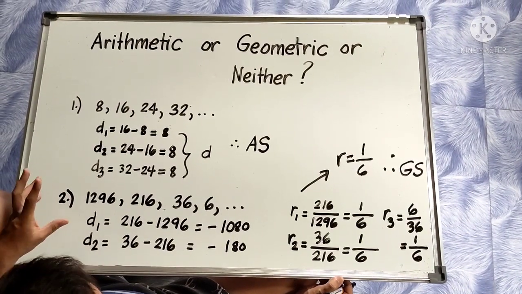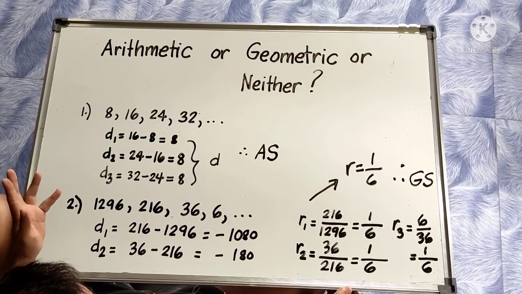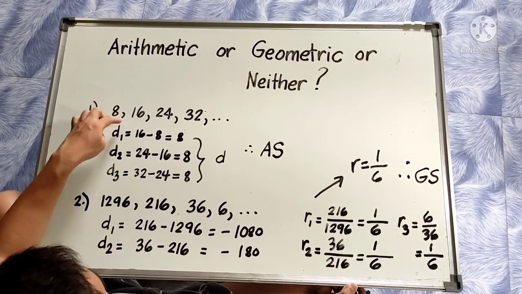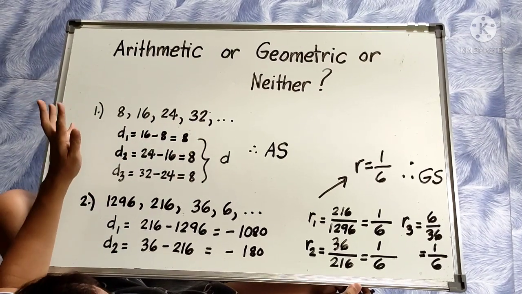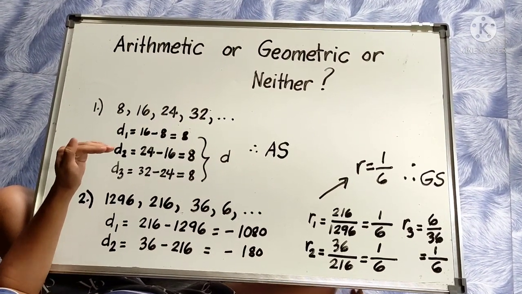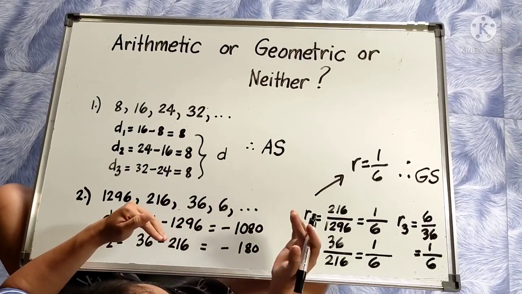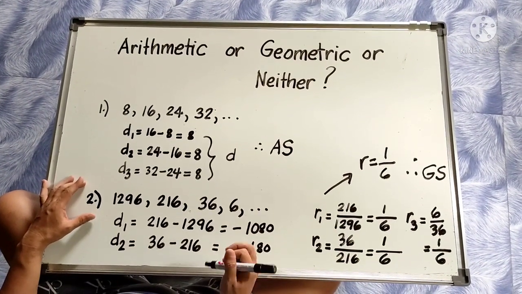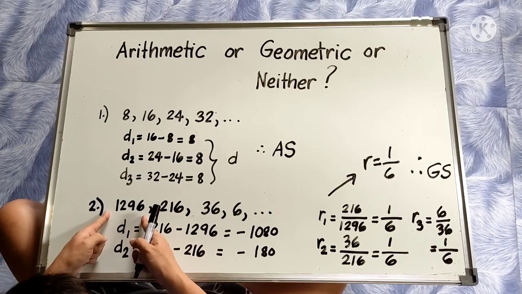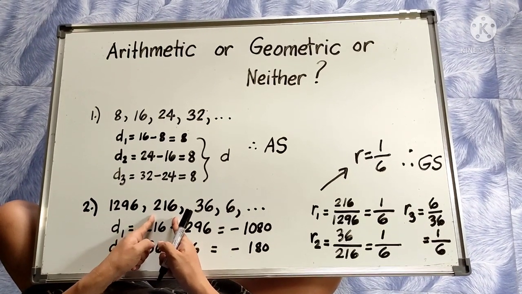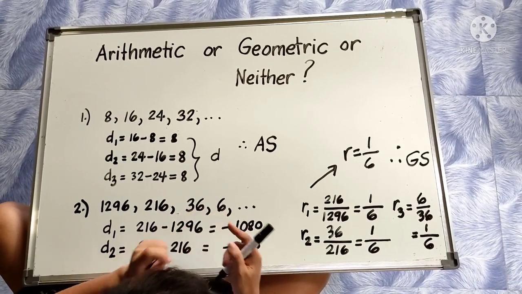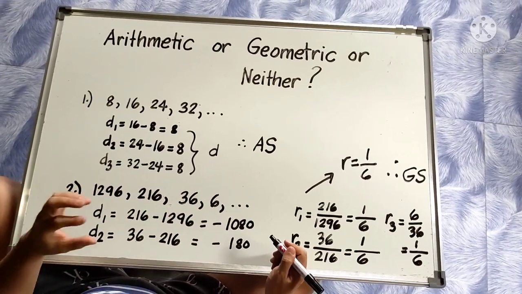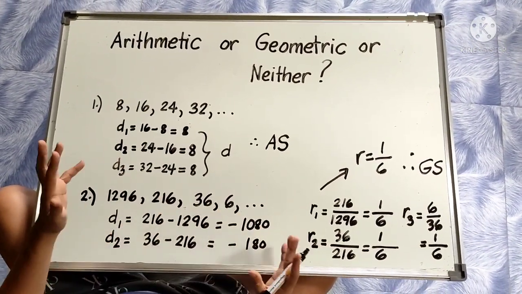Actually, you can already tell if it is arithmetic or geometric by just looking at the given. You have noticed that in number 1, you have 8, 16, 24, and 32. There is a common difference. Therefore, we could not really expect a big leap of numbers, because we're just talking about a common difference. In number 2, obviously, you notice that 1,296 becomes 216, becomes 36, and then becomes 6. The differences between the numbers are big.